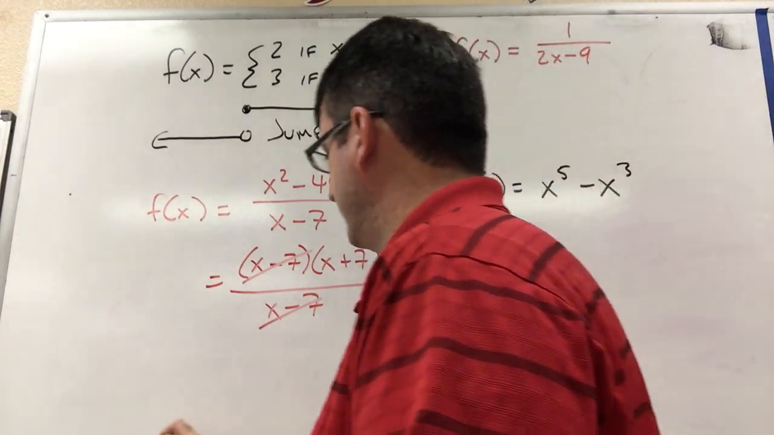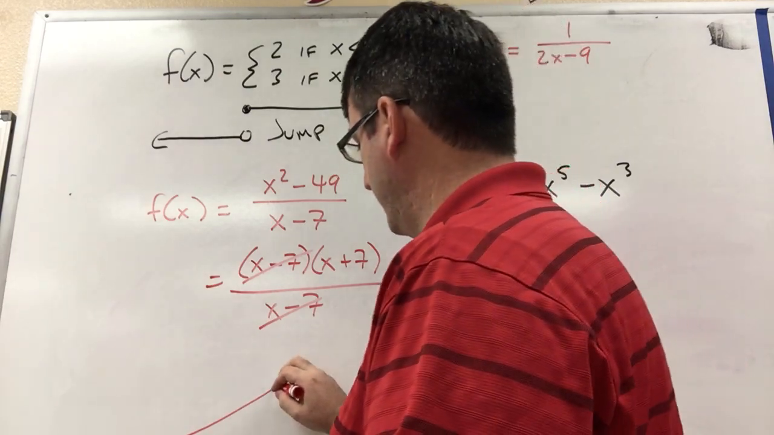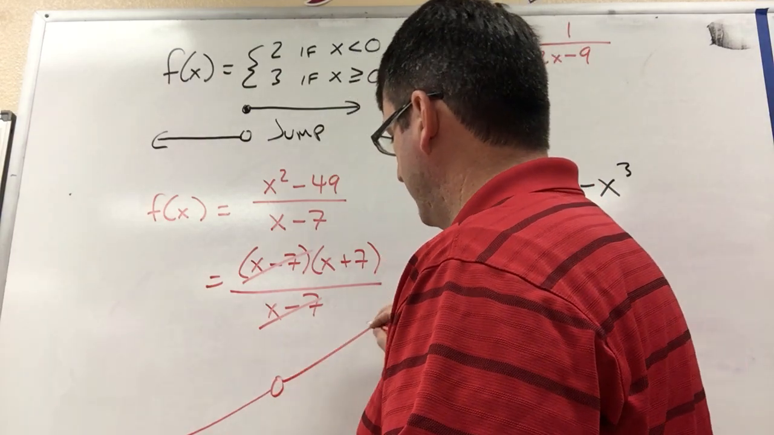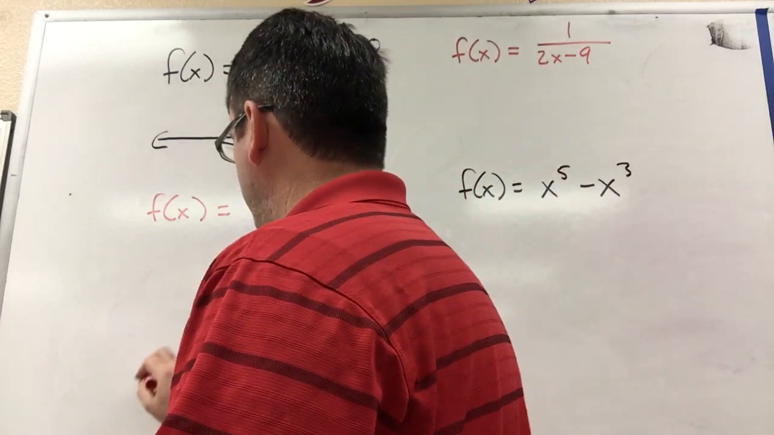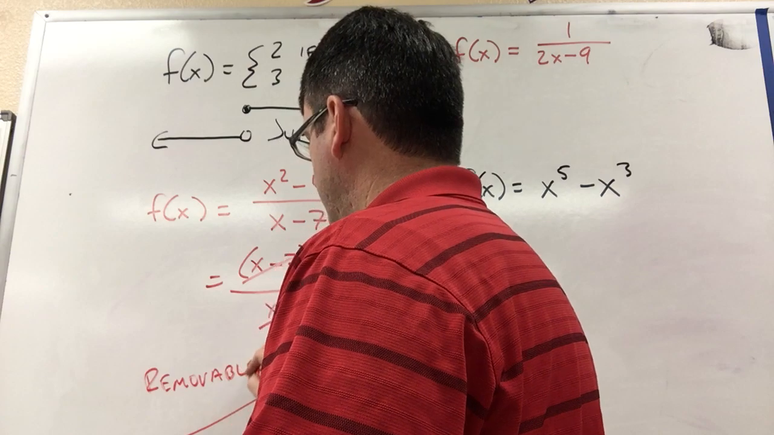So the graph of this is just going to be a straight line with a hole there. This is a removable discontinuity.